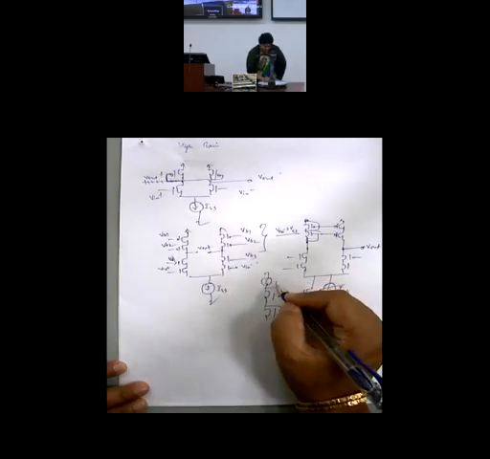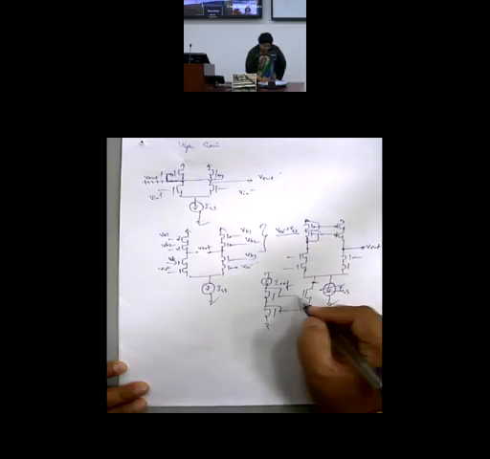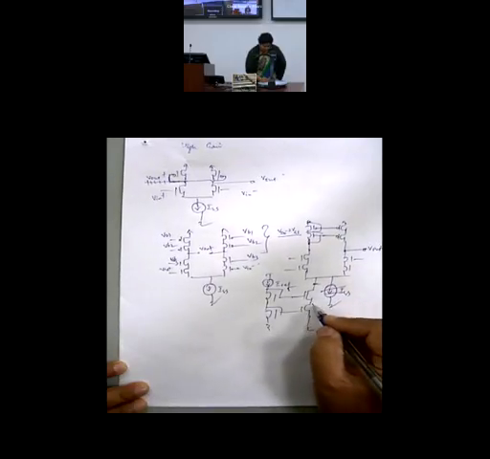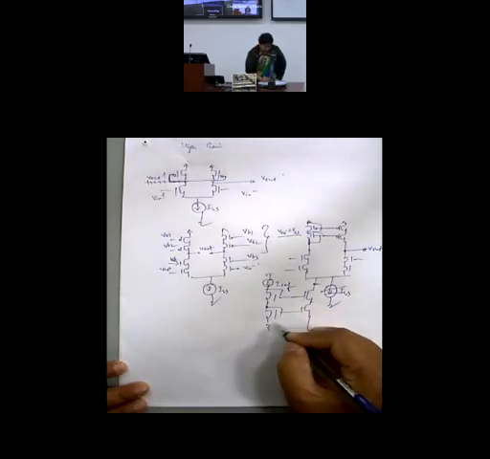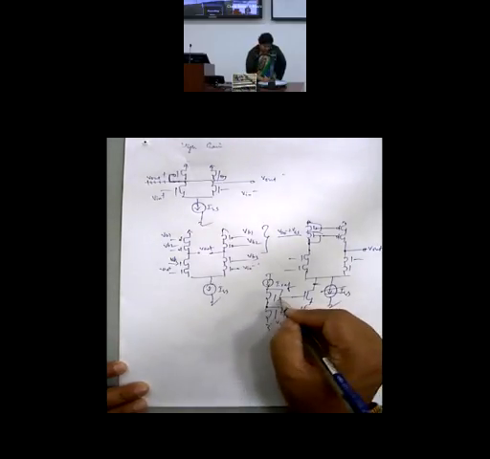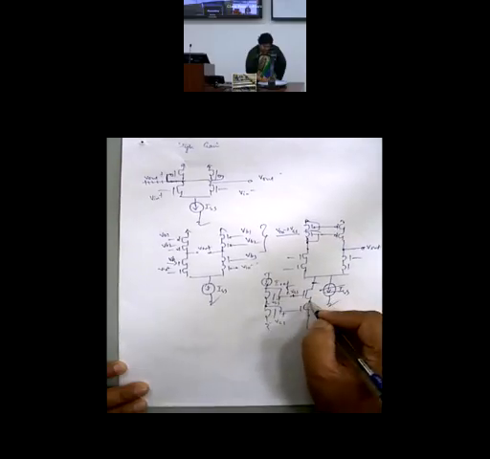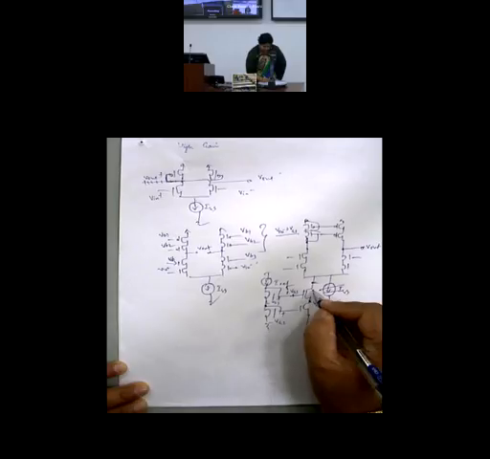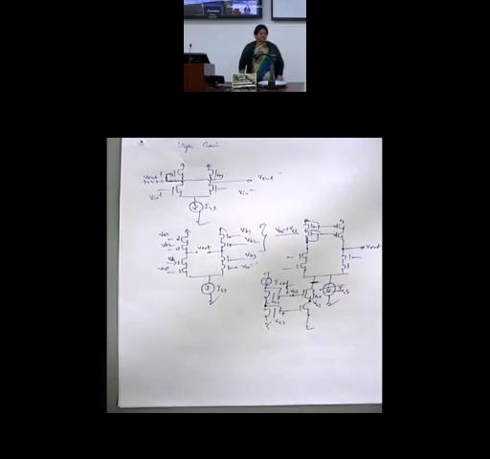This is IREF, grounded. So the minimum I require over here, if you remember, this will come to VGS. This is also VGS. So this comes to 2 VGS with respect to ground. This is 1 VGS down. This comes to VGS, and this is V overdrive. The minimum I require here is VGS plus 1 V overdrive.